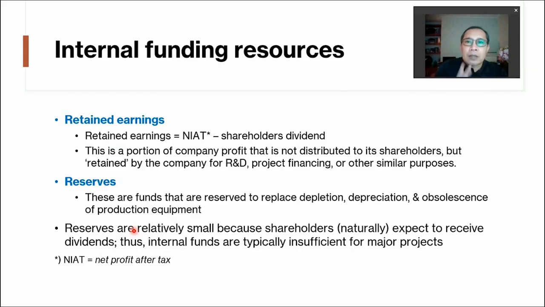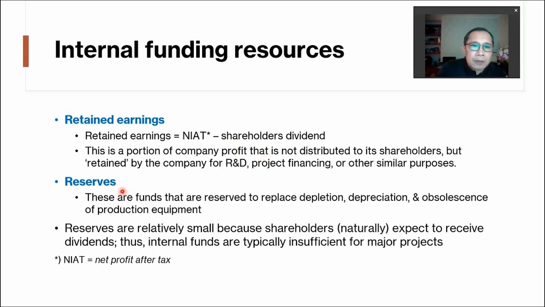Now, there are two general categories for project funding resources: internal funding resources and external. The terms internal and external here are with respect to the organization that owns or proposes the project. For internal funding resources, there are two types of possible funding. The first one is retained earnings. Retained earnings is NIAT, net profit after tax, laba bersih setelah pajak, minus shareholders' dividends. This is the portion of company profit that is not distributed to shareholders, but retained by the company for R&D purposes or project financing or other similar purposes.